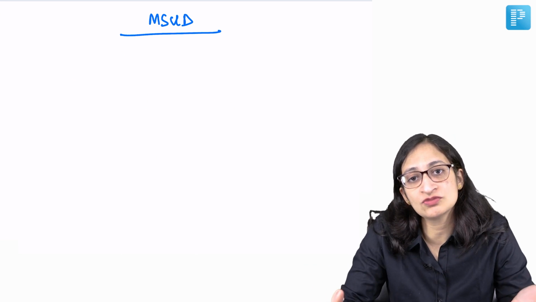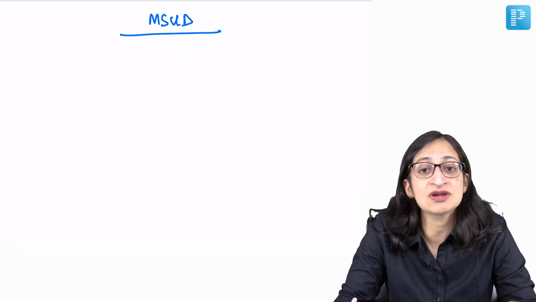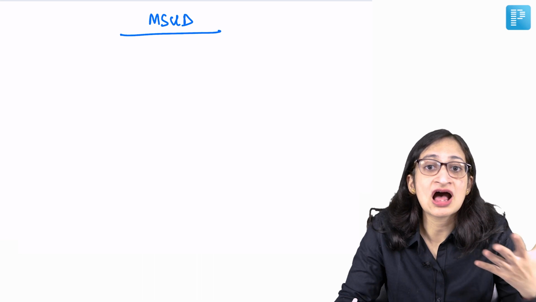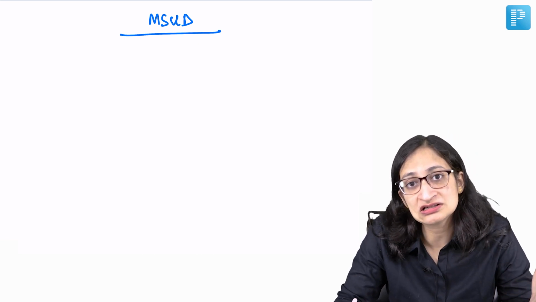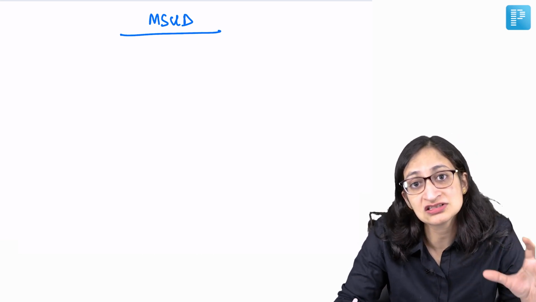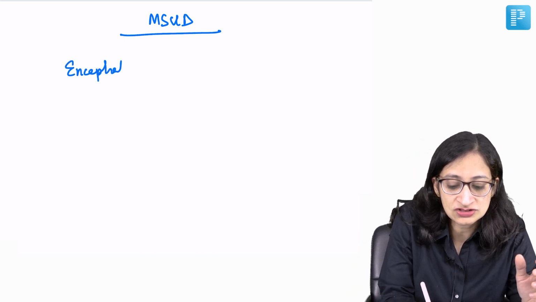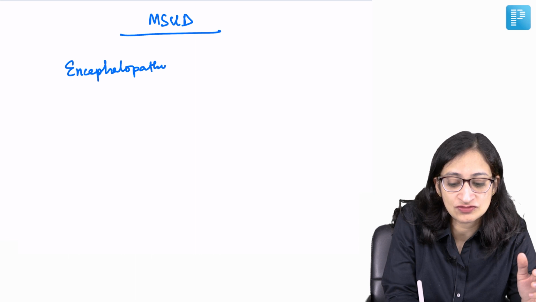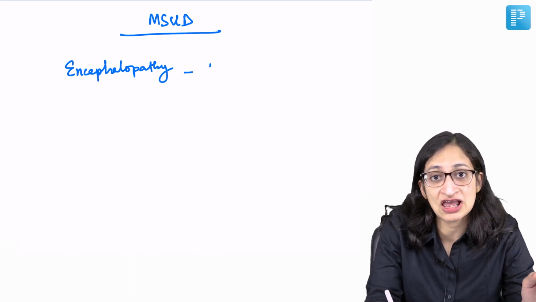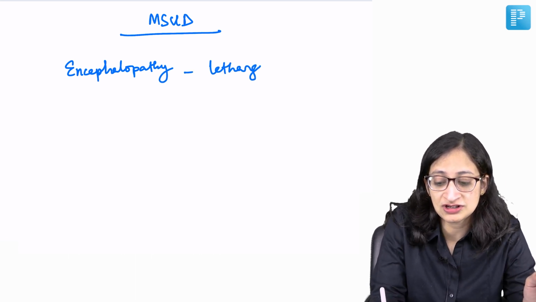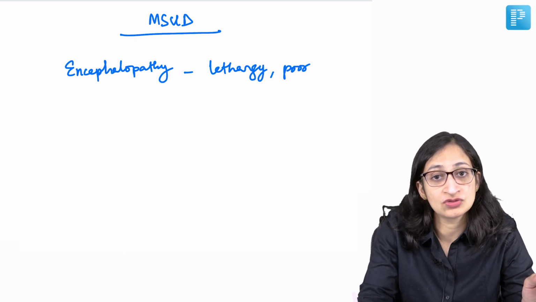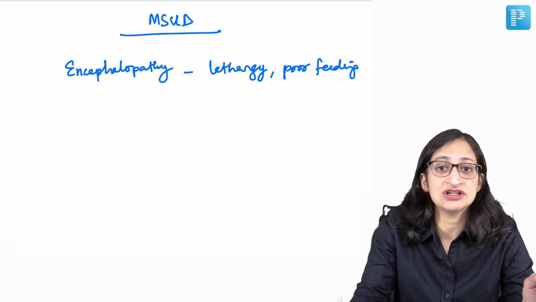Now coming back to maple syrup urine disease. What we said is because there is accumulation of these branched chain amino acids, especially leucine, there are high levels of leucine which will enter the CNS and will cause encephalopathy, of varying degrees. So the child will have lethargy, poor feeding, and can even have coma.